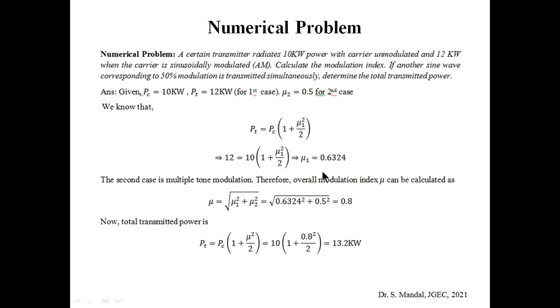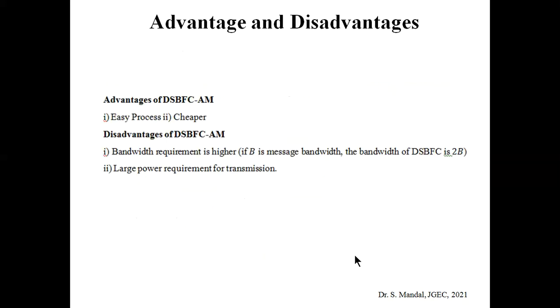So what will be the value? Root over 0.6324 square, that is the value of mu 1, and it is already given that the modulation index in the second case is 50%. So mu 2 value is 0.5, so 0.5 whole square, and the value becomes 0.8. So the total transmitted power in that case, PT equals Pc. Pc remains the same, the carrier power. So 10 into 1 plus 0.8 whole square by 2. That is nothing but 13.2 kilowatt. So this is the total transmitted power for the multiple tone modulation, where two modulation indices have been provided, one 0.6324 and another 0.8.